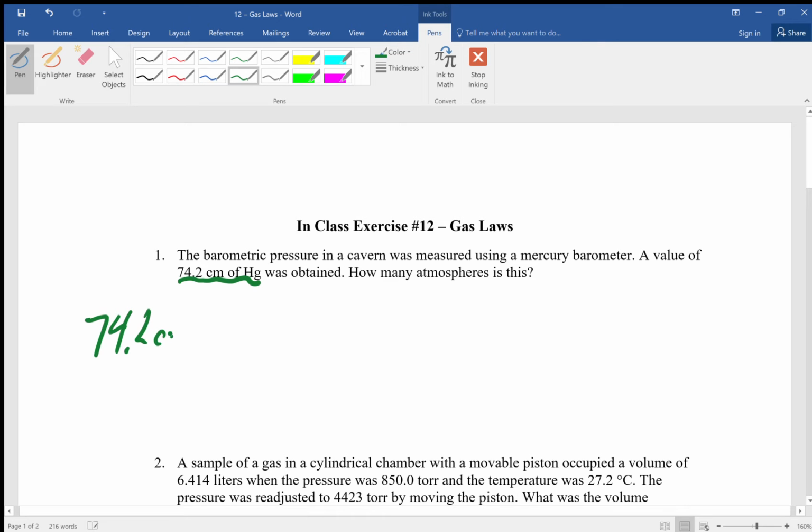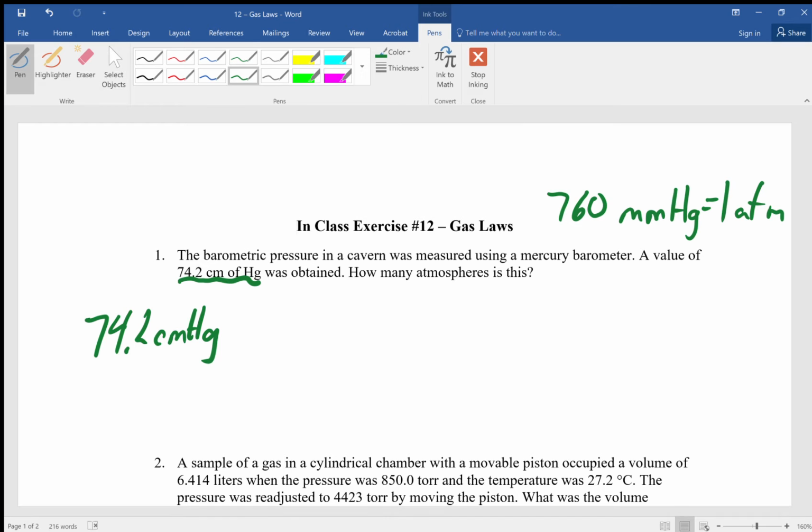But you'll notice I gave it to you here in a slightly different unit. We talked about millimeters of mercury, and we know that 760 millimeters of mercury is equal to 1 atmosphere. But now I've given it to you in centimeters. Well, it doesn't really change the problem, it just means we have an extra conversion. We're going to need to convert from centimeters into millimeters.